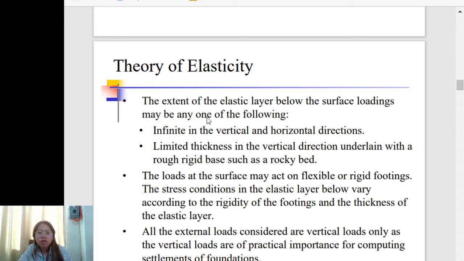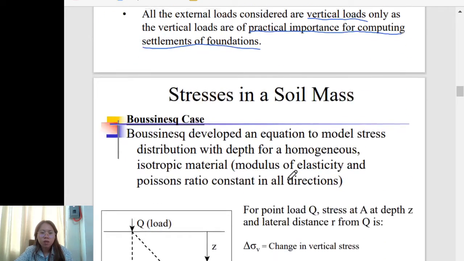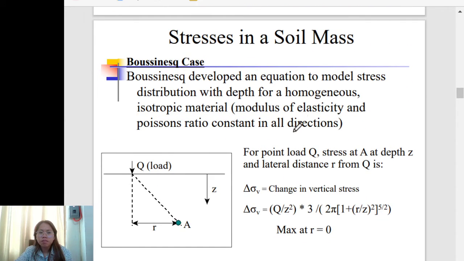foundations. So here we have to understand the stresses, vertical loads only, because it is of practical importance for the settlements of foundations. So we'll only consider vertical loads, not the lateral loadings. We have this method or a procedure to determine the stresses in soil mass. We have the Boussinesq case.